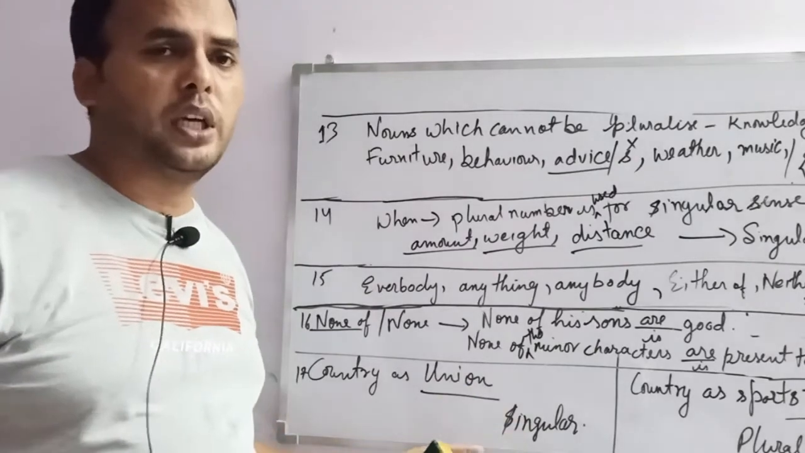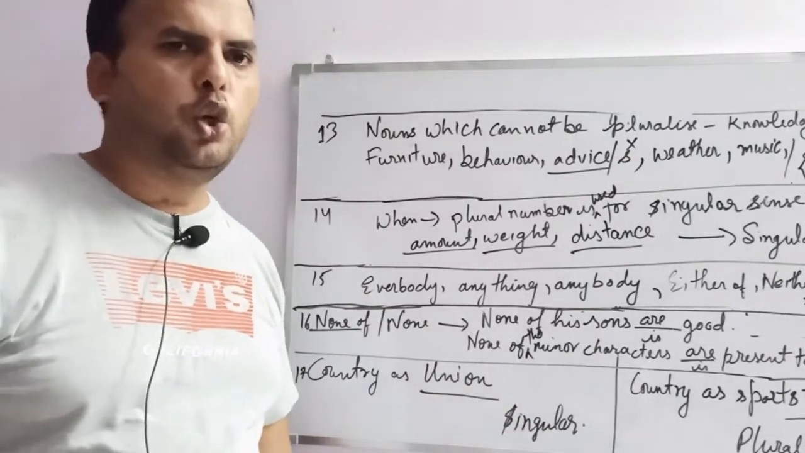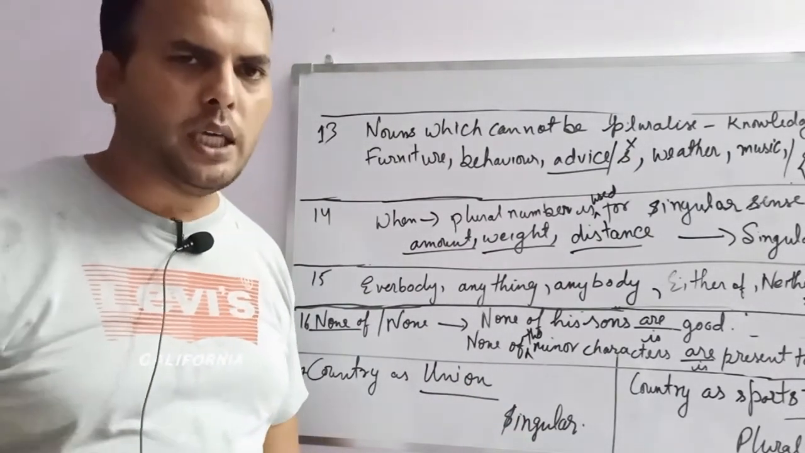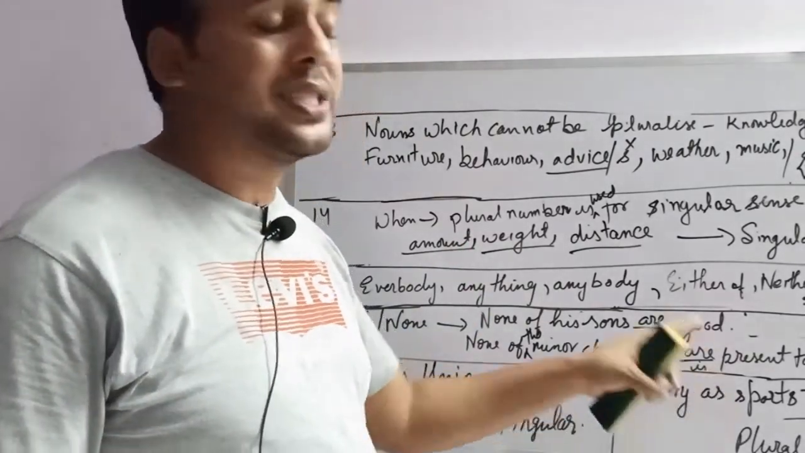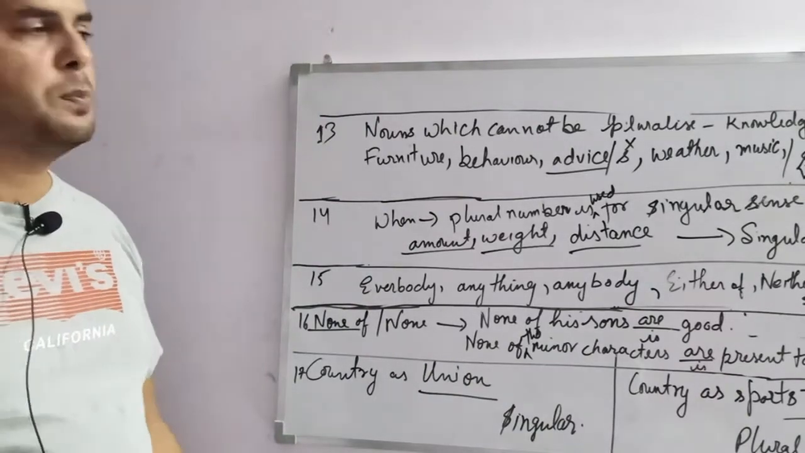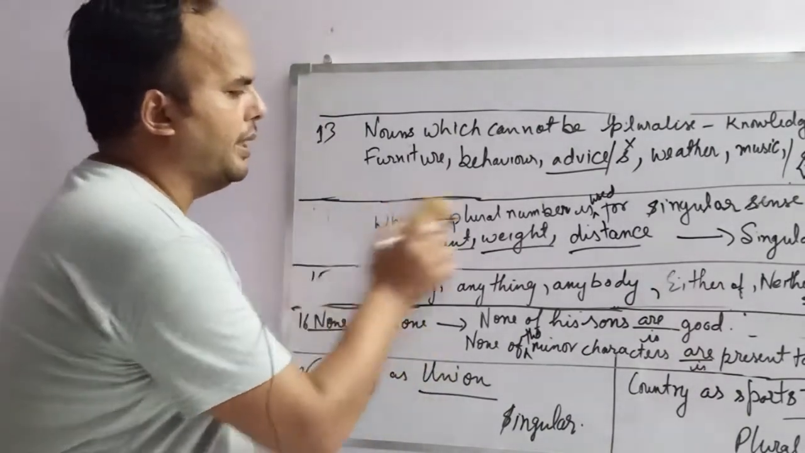As a union, like India or the United States of America. But if a country is taken as a sports team, then it is plural. So let's talk about the examples.